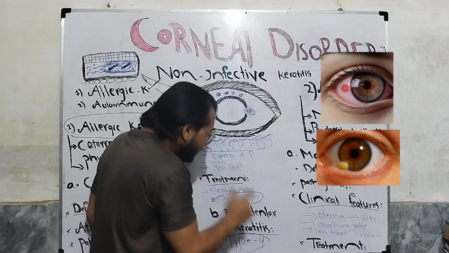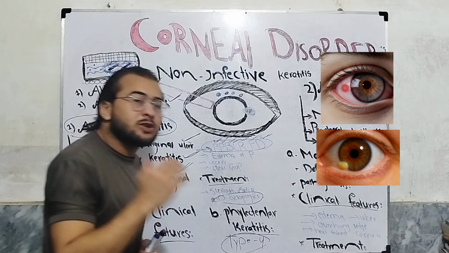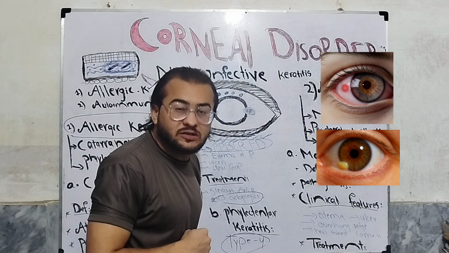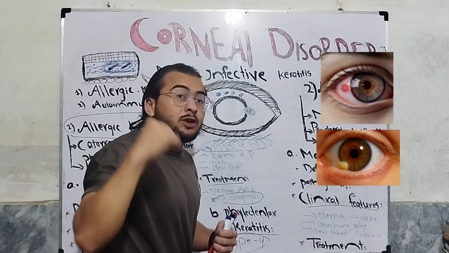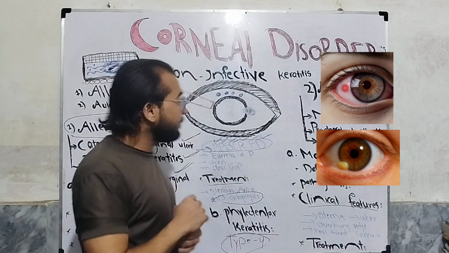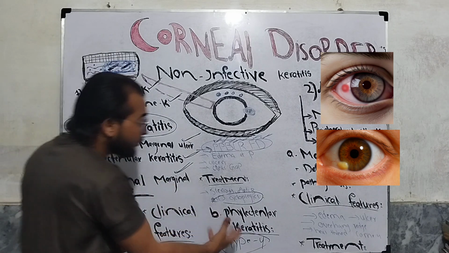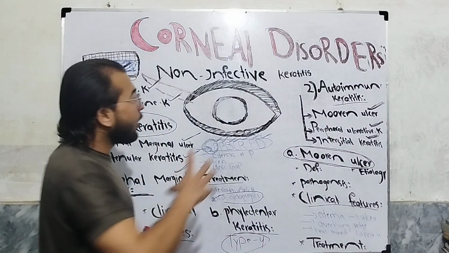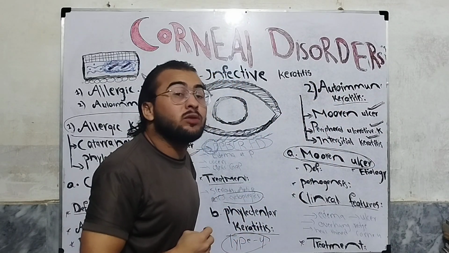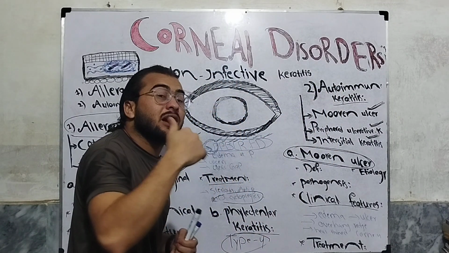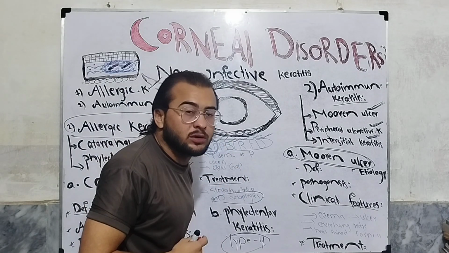I have discussed this phlyctenular keratitis in detail in the lecture on phlyctenular conjunctivitis. So you can go through that video and learn more about this type of keratitis. It will save us some time. So this was about the allergic keratitis. Now we will come to the autoimmune keratitis. Autoimmune keratitis means the inflammation of cornea caused by different types of autoimmune conditions.